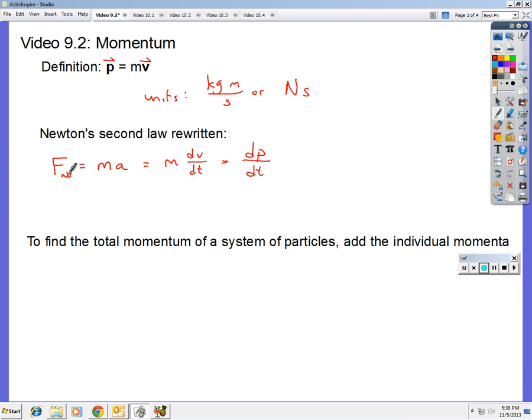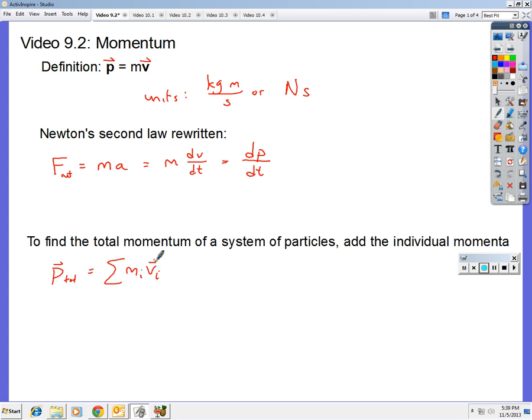So the idea is that if you have a system of particles, or a single particle really, forces applied over a time change the momentum of the system. And in order to find the total momentum of the system of particles, you add the individual momenta. So P total equals the sum of mi times vi.